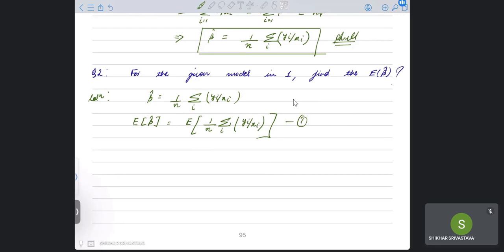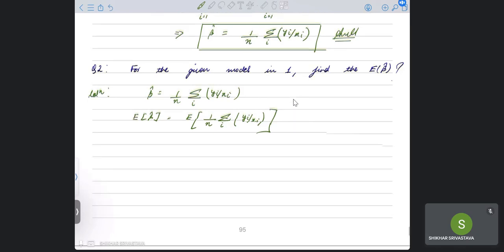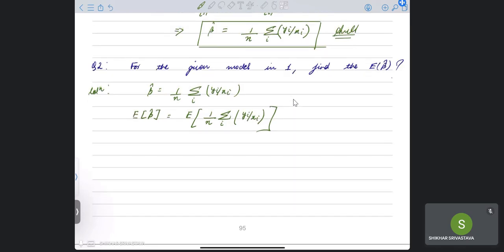You can even leave it; no need to name this equation 1. Then you can further simplify it. Since n is constant, it will come out. So you can write it as 1 by n times the expectation value of the summation over i of yi by xi. Now you can do a further substitution.